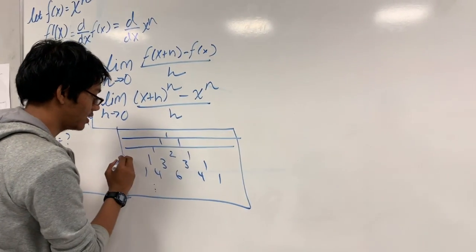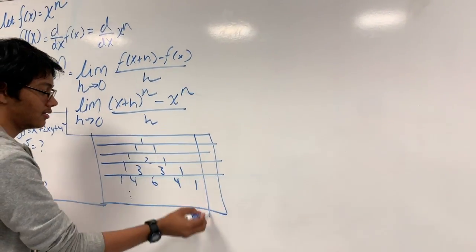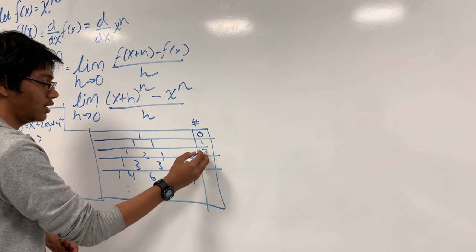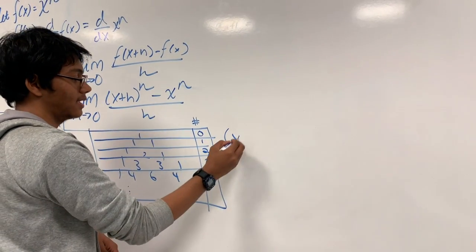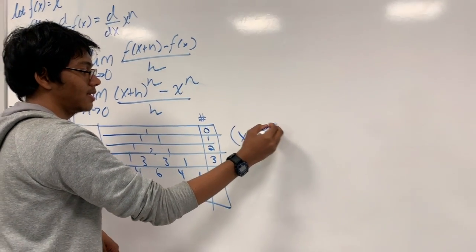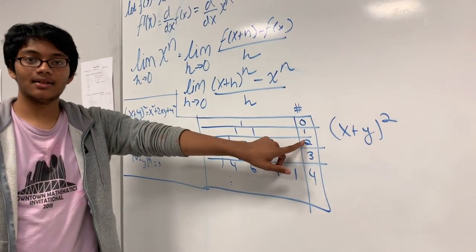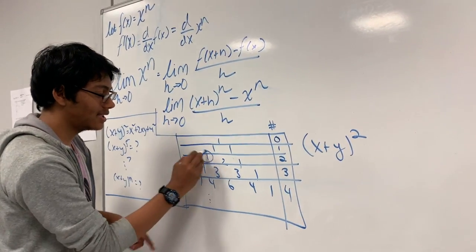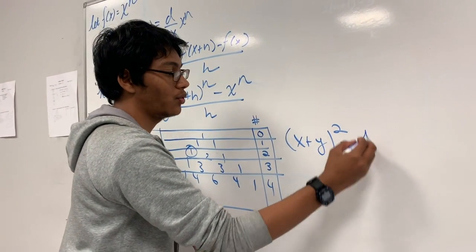Let's break this triangle up into its rows. Right, this is row number 0, row number 1, 2, 3, 4. So let's say I want to find a binomial expansion for x plus y squared. Well, I'm going to take a look at the second row of Pascal's triangle. Looking at the second row, I see that my first binomial coefficient is going to be 1. So I'm going to write 1.